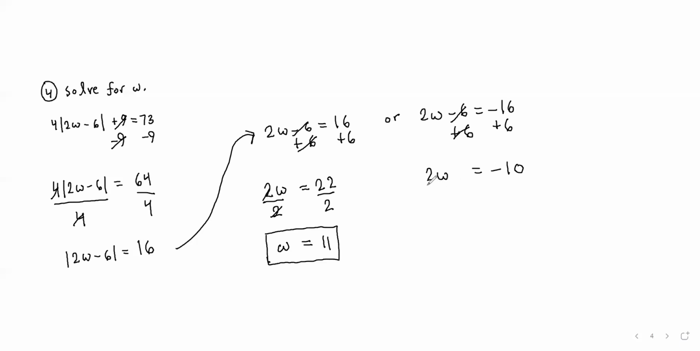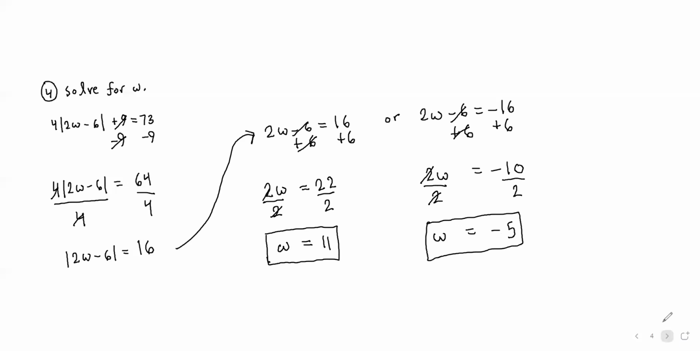And so to solve for w, we divide by 2. We have 2w over 2 is w, since the 2's cancel, and we have minus 10 over 2 is minus 5. For our solutions to problem 4, we have w equals 11 and w equals minus 5.